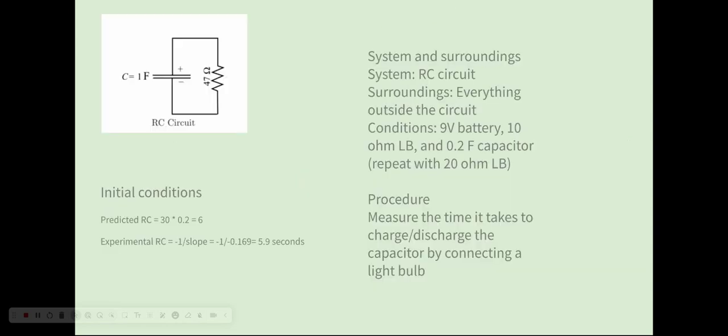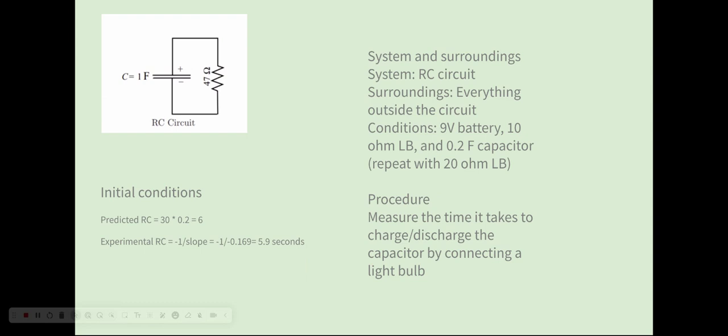So the second part has us making an RC circuit. The system is the RC circuit and the surroundings is everything outside. The conditions were the 9-volt battery that we used, the 10 ohm light bulb, the 0.2 F capacitor, and we repeated the experiment with a 20 ohm light bulb.